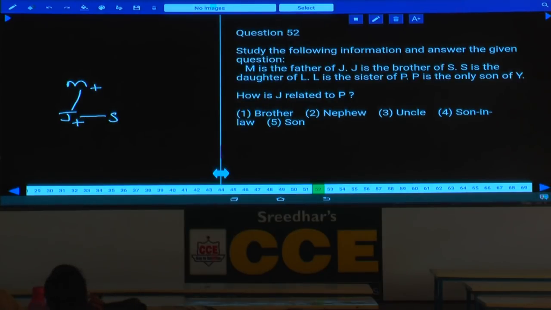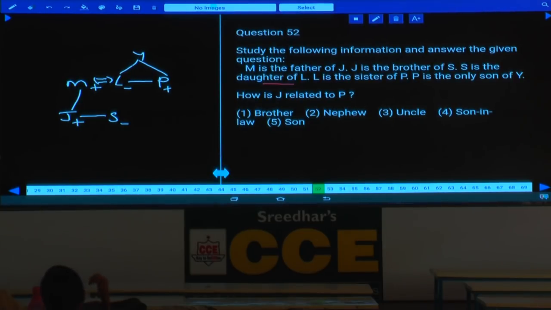S is the daughter of L. As of now, S is the daughter of M. This S is the daughter of L as well. That means M and L are a married couple, isn't it? L is the sister of P. This L is the sister of whom? L is the sister of P. P is the only son of Y. As P is the only son of Y, hence L and P will be like this. L and P are the children of this Y. And P is the only son of Y.